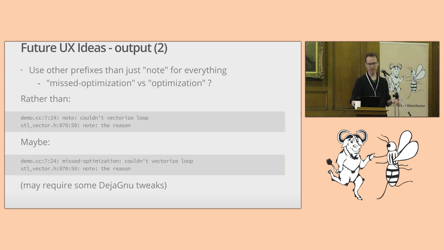One other detail is we use note for everything in the dump, and they're not all the same kind of message. There is missed optimization versus optimization. So maybe rather than note conversion, we should say missed optimization conversion. That's a little detail that might require some DejaGnu tweaks.